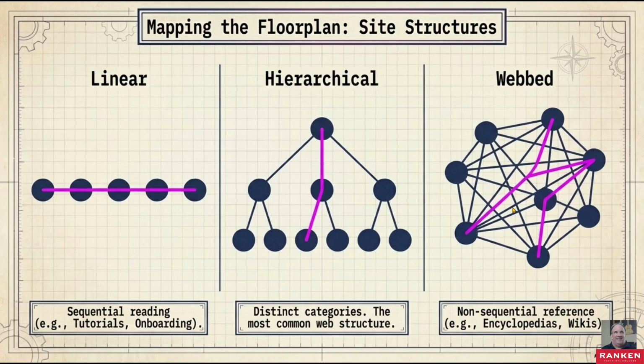Now, webbed is pretty much everything is related to everything else. It's kind of like encyclopedias and wikis and things like that. You click on something and it links to this thing and links to that. You can start clicking on all kinds of things. So wikis are very good at that, right? It's basically pages of links to other pages of links, over and over again. That's called webbed.